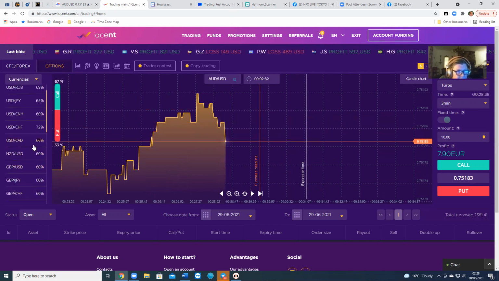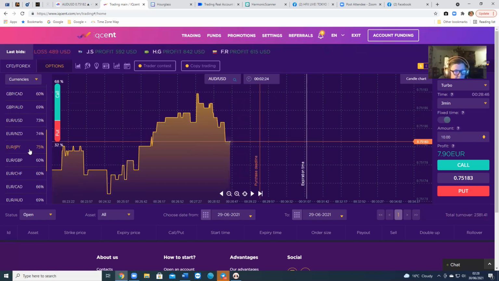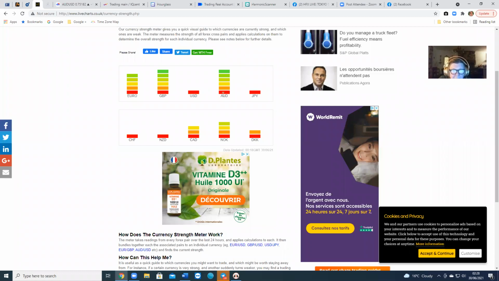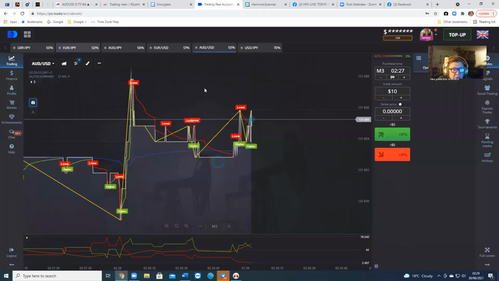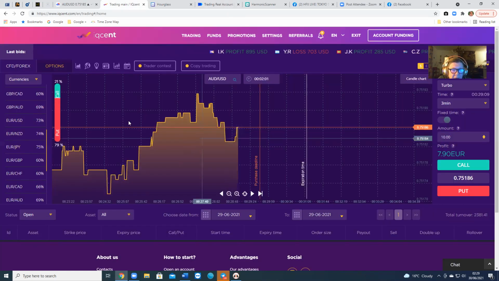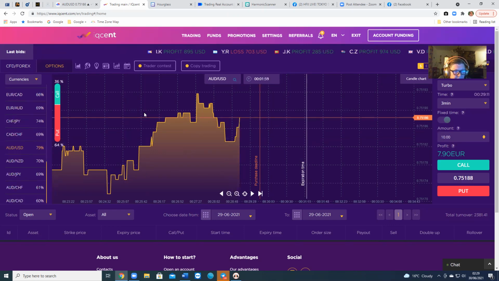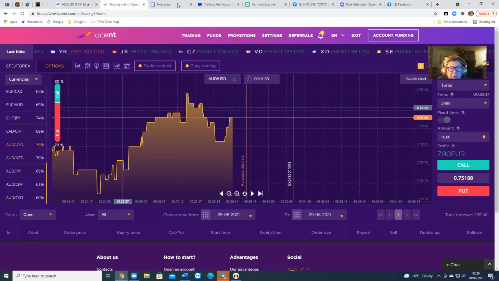73, 65 on the ones that I trade. 75 on Euro JPY. So for me, it's a toss-up between those two. We'll stick with HourGlass. We're not going to trade it on this one because it's 50% on there. 188. So I want more of a pullback than that.